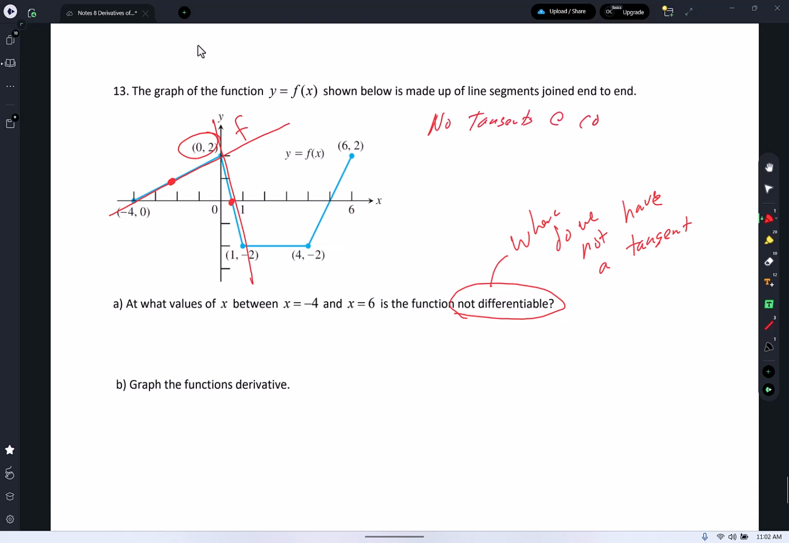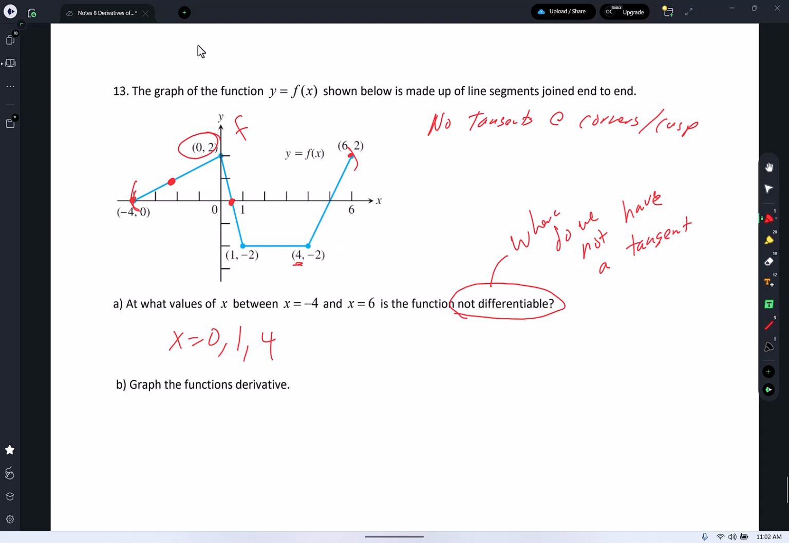No tangents at corners, which are like, do you know what a cusp is? A cusp is like a corner. And of course, anywhere you're not continuous you're not differentiable. So I'm not differentiable at x equals 0. Where else? Oh, that's an endpoint, leave it alone. At 1 and 4. Yeah, leave the endpoints alone, guys. Leave the endpoints alone for now.